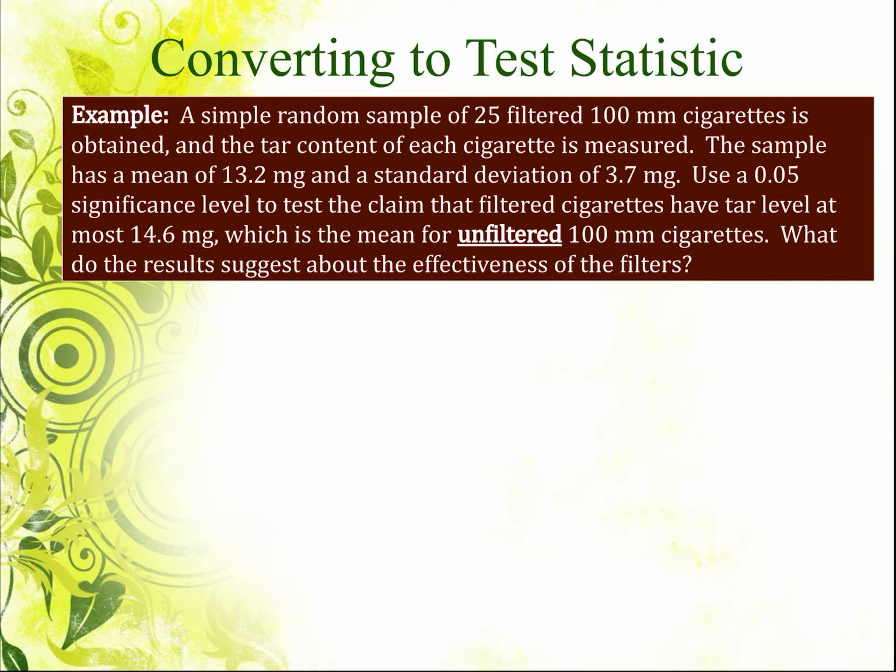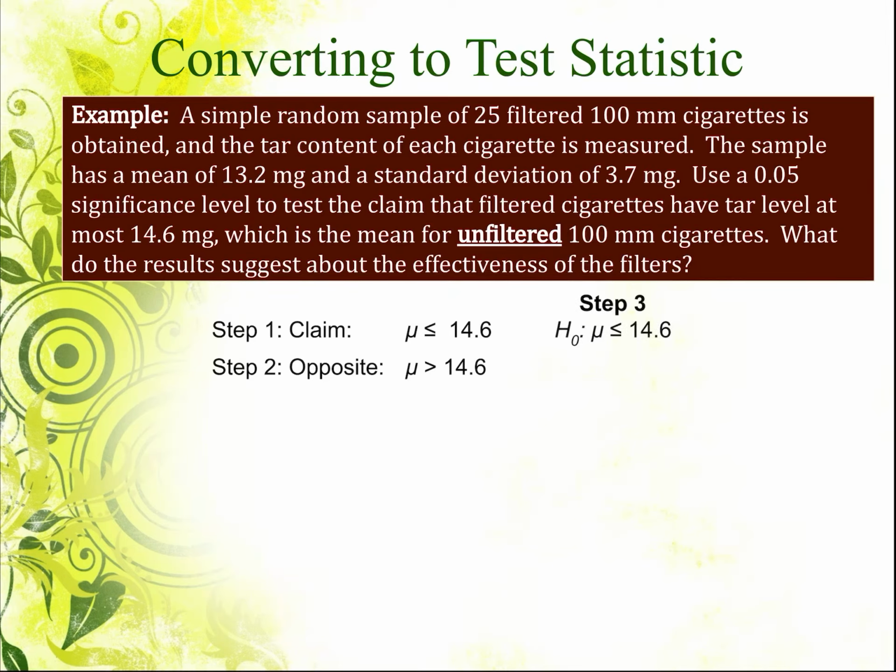Okay, all we want to do in this example is find the null and alternative hypothesis and the test statistic. In the next section, we'll be going all the way through and figuring out what the results mean about the effectiveness. So first of all, state the claim. The claim is that the mean is at most, less than or equal to 14.6 milligrams. Its opposite, then, would be that the mean is greater than 14.6.